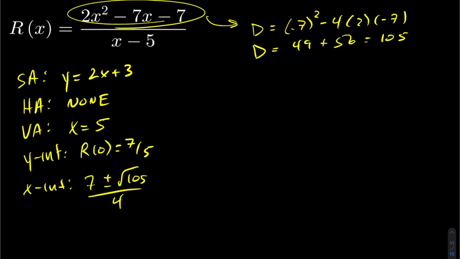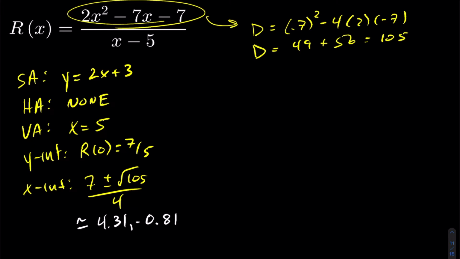Now, if we're going to go ahead and graph this here, you're not going to tell someone to plot an x-intercept at 7 plus the root of 105 divided by 4, or 7 minus the root of 105 divided by 4. You have to get this down to a decimal place, some approximate value. So plugging this in your calculator, you end up getting the two values are 4.31 and negative 0.81. And those are our approximate x-intercepts.